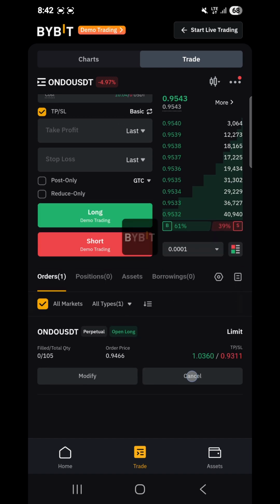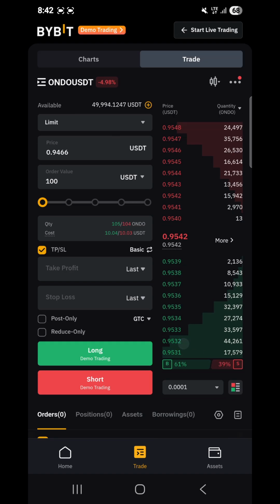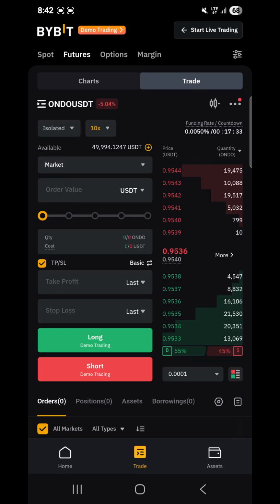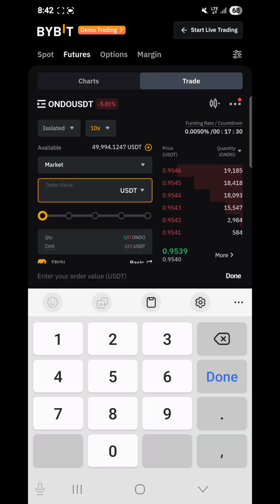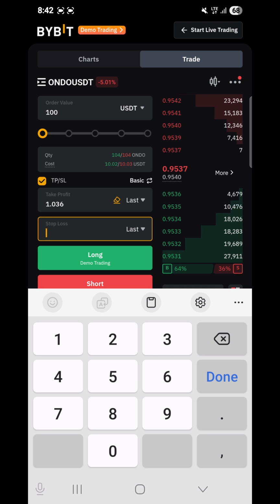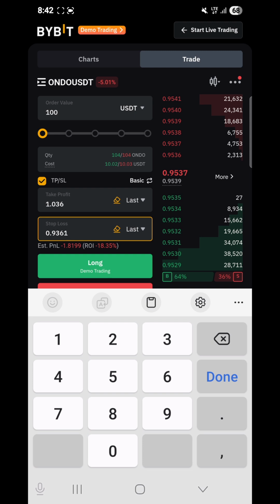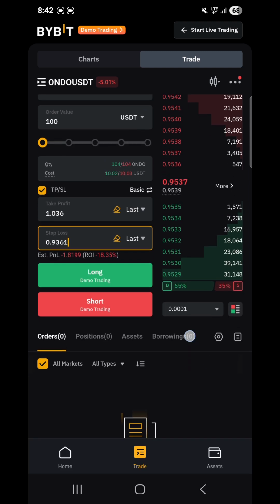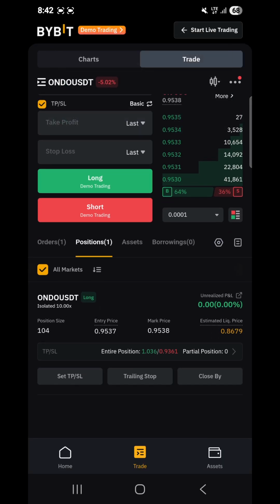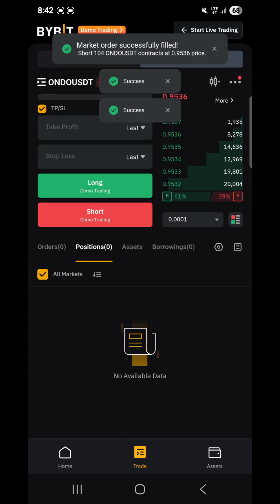So let me cancel this because I don't want it to trigger, even though it's a demo account. If they ask you to enter at the current market price, you just change this limit to market, and then you put your order value, capital times the leverage, which is 100. Now your take profit is 1.036, and then your stop loss is at 0.9361, I guess. As you can see, once I click on this long, the trade has executed immediately. Sure, you can see it here. So let me cancel this. Successful.